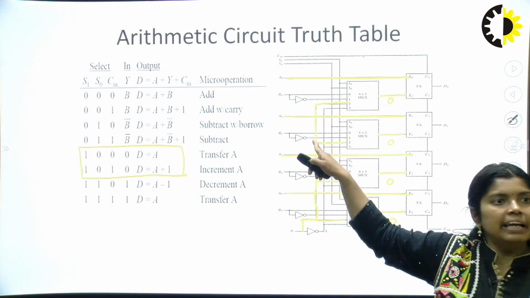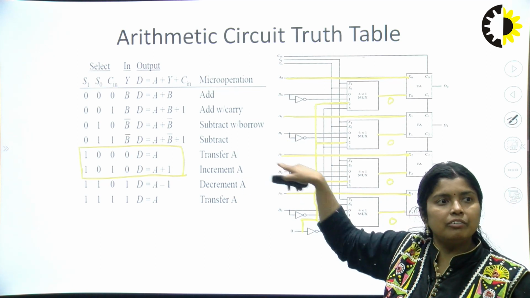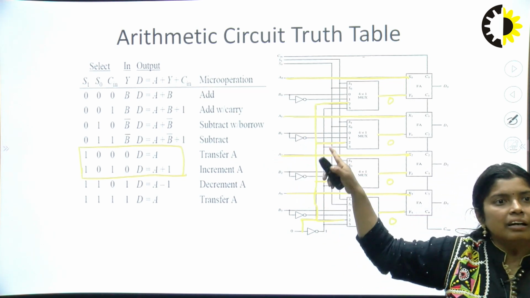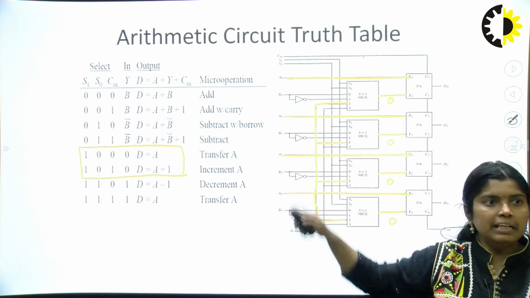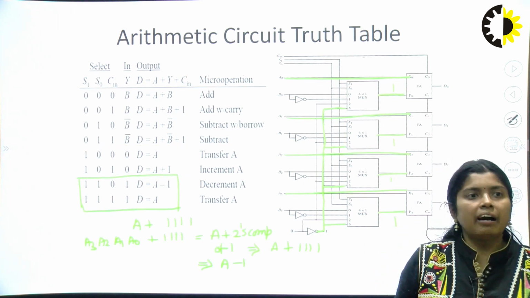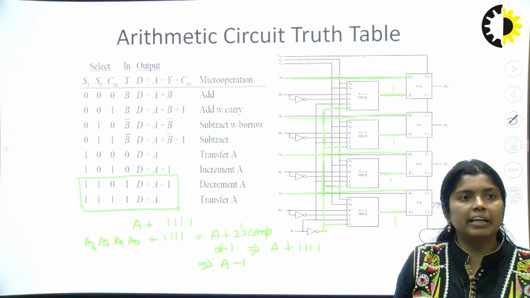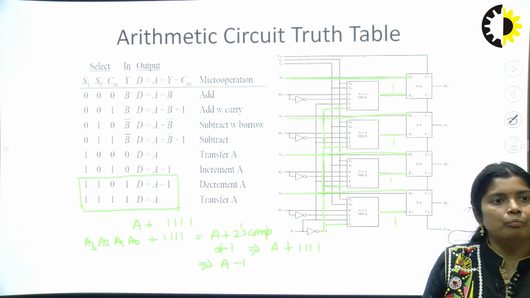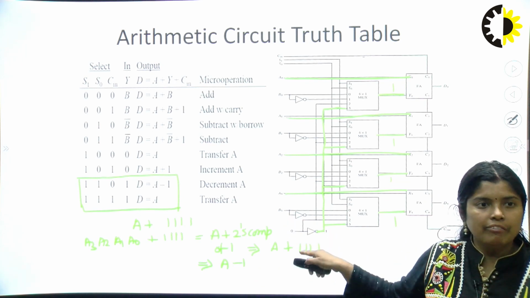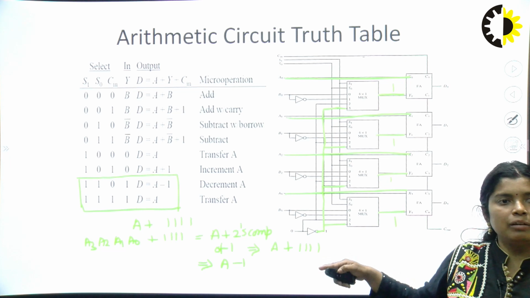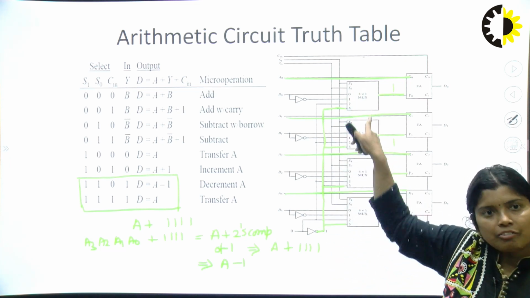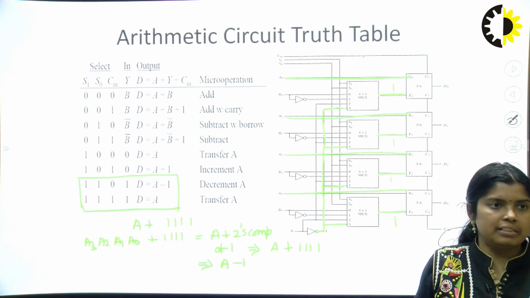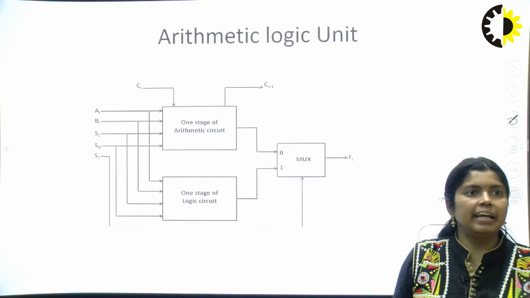In the transfer A, there is 1, 0 and 1, 0, 1. You can see in the selection line when 10 is there, at that moment only this particular value will be considered. And in the last one, D equals decrement and transfer of A. When the selection line is 11, at that moment it is A plus the 2's complement of 1. Again the same procedure will be followed. When all the 4 ones are there, we are actually negating, so A minus 1 will be considered, or the transfer of A is there.